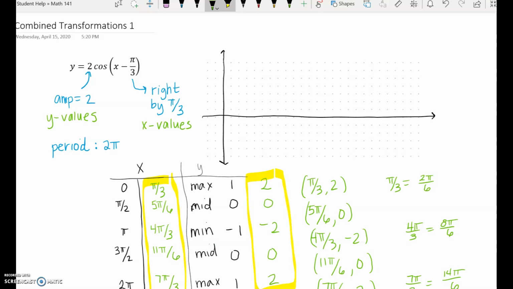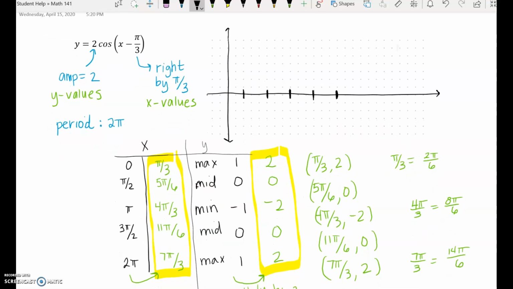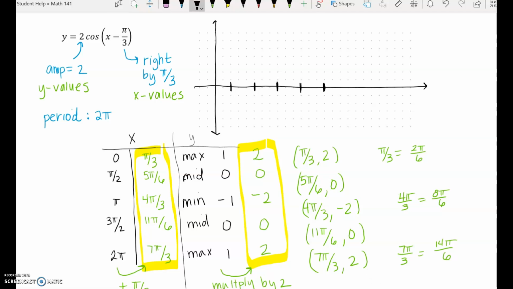So my first tick mark is going to be here, 2/6, 3, 4, 5/6, and then I have 8/6, 6, 7, 8/6, 11, and then 14 here. So those are my values. I'll mark them. This is 7, maybe I should mark it below, 7 pi over 3.